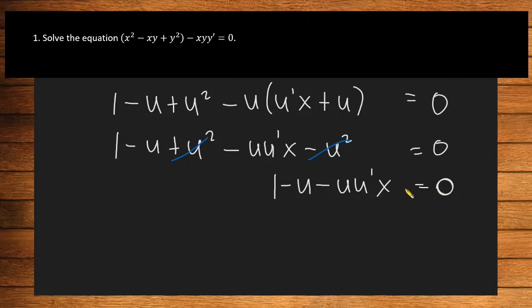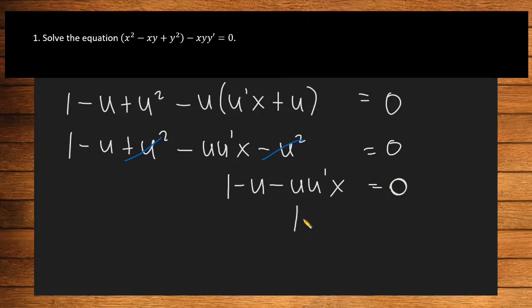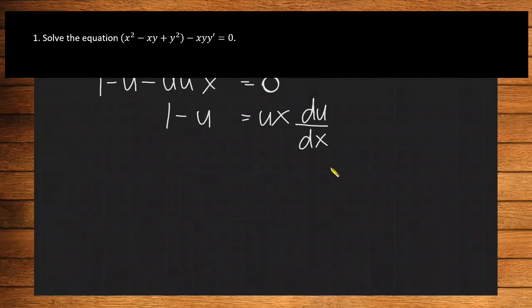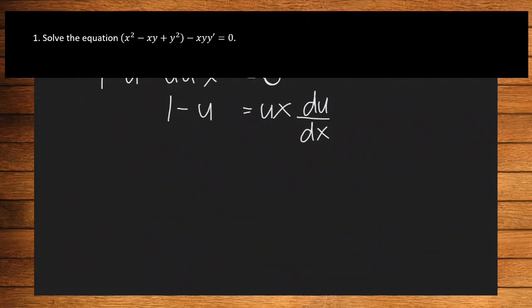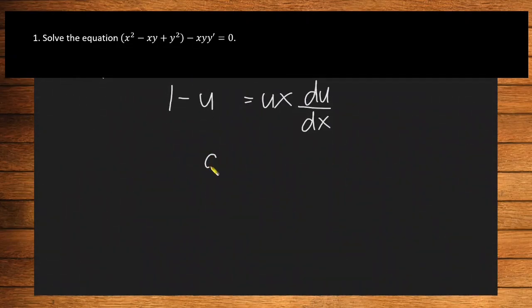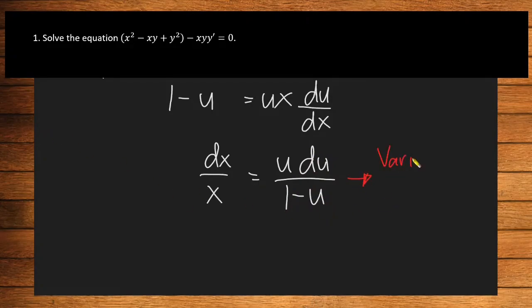So let us just rewrite this. We have 1 minus u equal to u prime x, and our u prime, let's write that as du over dx. Now, if you notice, our two variables, u and x, we can actually separate easily. So we can now have dx over x equal to u du over 1 minus u. So again, now our variables are separated.